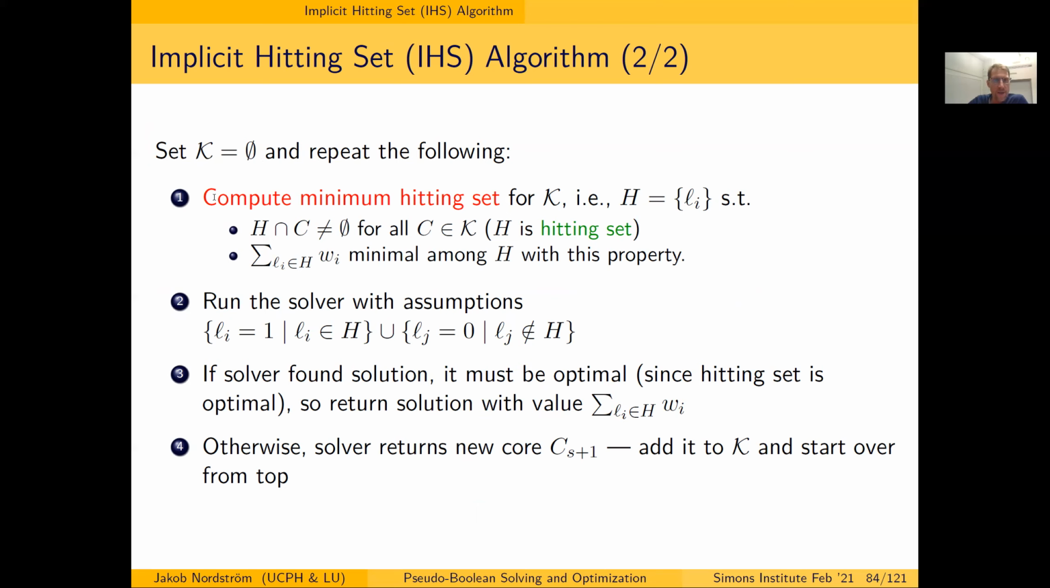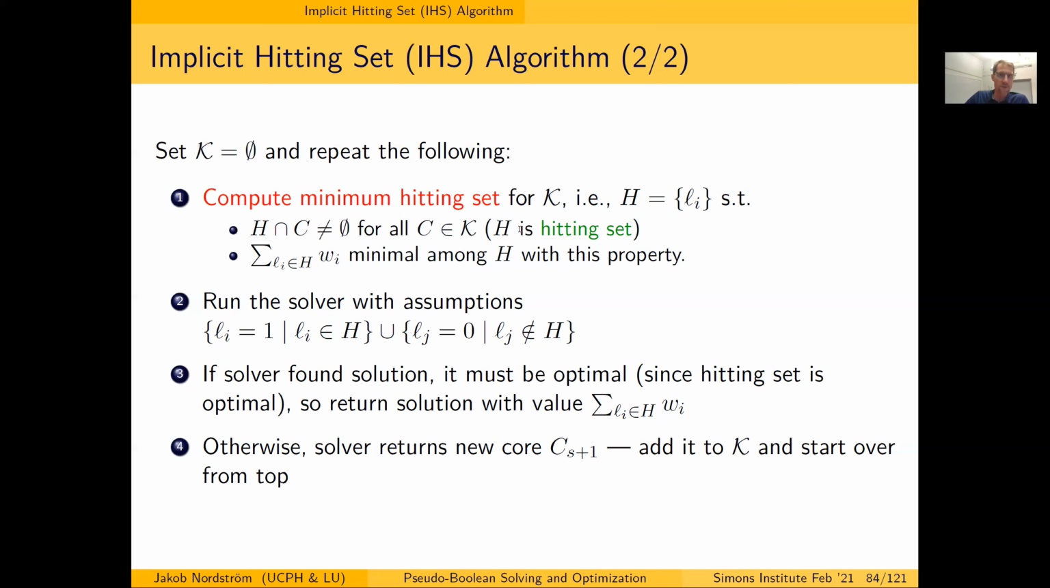And in every iteration, we compute a minimum hitting set for K. That is a set of literals H such that every clause in the core set has some literal in H. So in terms of sets, H is a hitting set. What this means for truth value assignments is that if we set all the literals in H to true, then we're satisfying all of these clauses. And satisfying all of these clauses means that we're violating some original clause in these cores, and this we know we have to do.